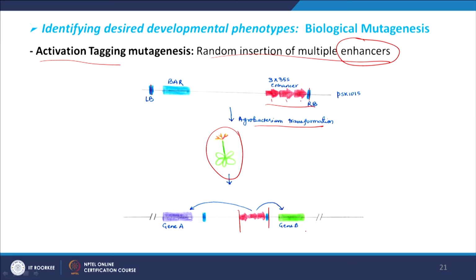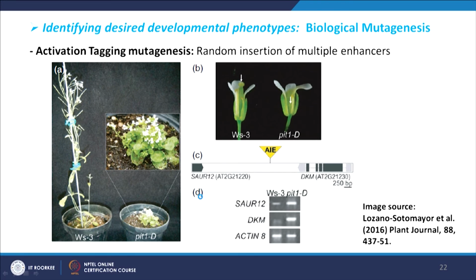So, if this enhancer element, let us assume, gets inserted somewhere here very close to the promoter of a particular gene or the regulatory elements of this gene, there is a possibility that because of its enhancer activity, it will enhance the expression of this gene or this gene, and you might have a developmental phenotype in this case. This is one example where activation tagging has been used to generate mutations. As you can see, this is the site of mutations, and these mutations can actually increase the expression.